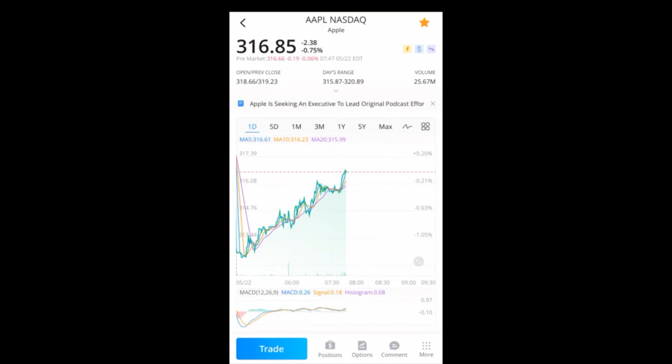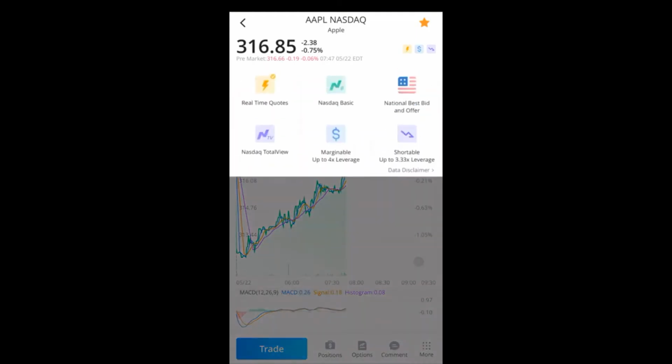If you look at the icons directly below the watch list star, if you click there, you can see what those icons mean. So that lightning bolt means you get real-time quotes. They're not delayed prices. So the current price of Apple stock is $316.85. I am recording this in the morning before the market opens, so that's why you don't see much of a change or any change at all. But if you look below the bigger number of 316.85, you see 316.66, which is the current pre-market price. And it's a couple minutes behind. You see it's 7:49 a.m. and it's 7:47 according to the pre-market price.